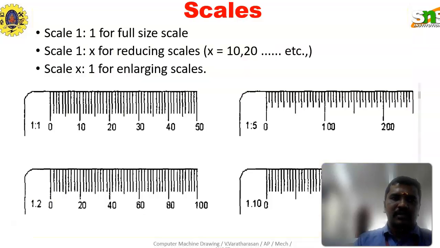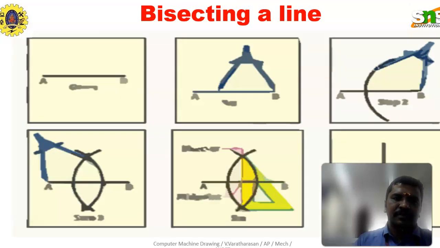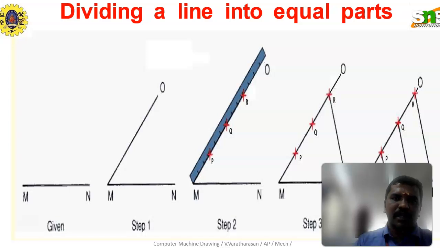Okay. So the scale is a very important thing. We already saw that the 1:1 ratio is full scale, 1:x is the reducing scale, and X:1 is the enlarging scale. Bisecting a line using a divider and compass, and dividing a line into equal parts, is also represented in each and every step.